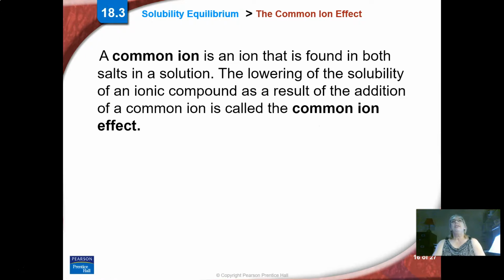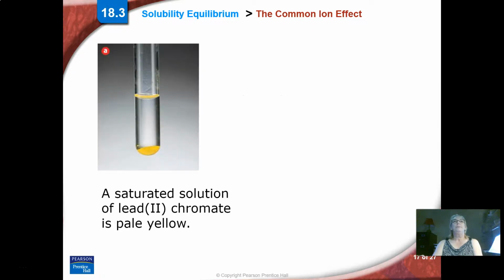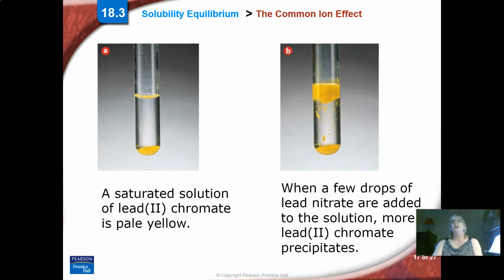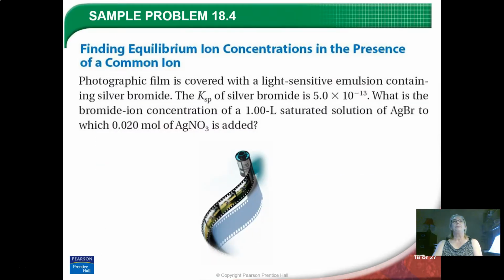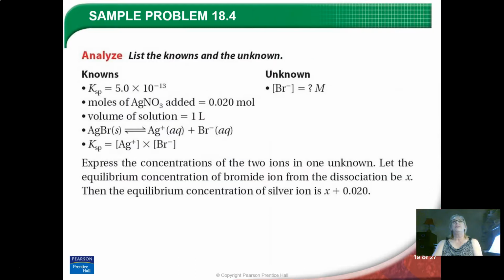So a common ion is an ion that's found in both salts in a solution. The lowering of the solubility of an ionic compound as a result of the addition of a common ion is called the common ion effect. So sometimes if you have multiple additions of an ion, it's going to reduce the solubility of something. So we have a saturated solution of lead 2 chromate. It's pale yellow. When you add a little bit more lead nitrate, you form more lead 2 chromate precipitate. So that's what's happening with a common ion. I'm not going to do too much with common ions, so I just want you to know the concept of it. I'm not going to give you questions on it, so I'm not going to go through this one with you.